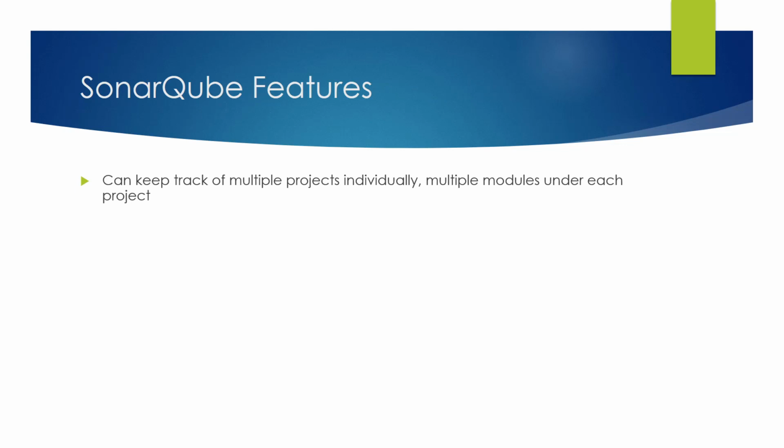SonarQube can keep track of multiple projects individually, and within each project, you can actually have multiple modules under that project. So however your code is organized, you might have 4 different applications that you're having to support, and each one of those applications might have different Java projects. So if you're looking at Eclipse, you might have 6 different Java projects under there. Those would actually be a module under SonarQube. You can configure it to support all of that, and that way you can really kind of see the hotspots.